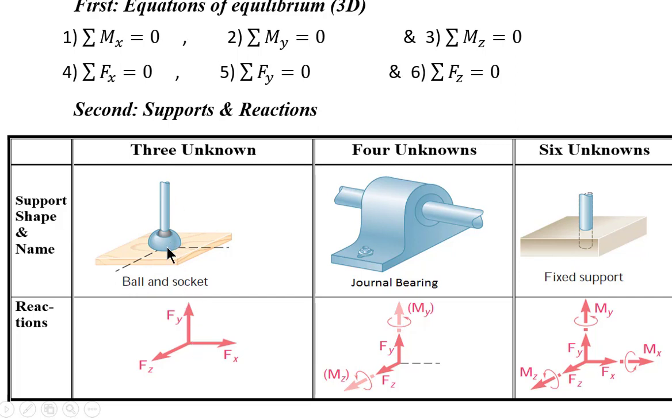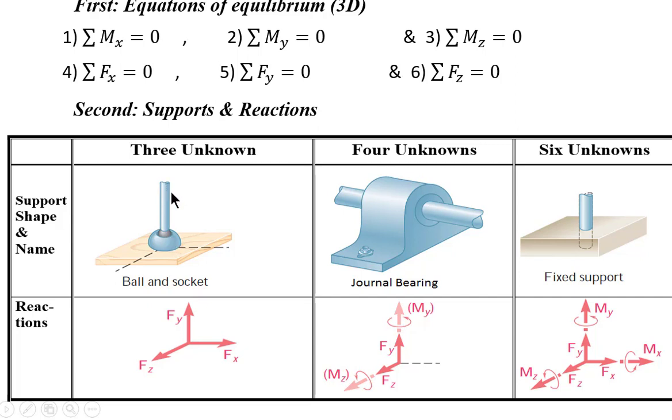The first support here is called ball and socket joint. We call it ball and socket because it consists of two parts, as you see here. This is the socket, and this is the ball. We have a rod. At the end of this rod we have a ball and we put this ball at this socket. In this case we can catch the rod here and move it in all directions at this point.